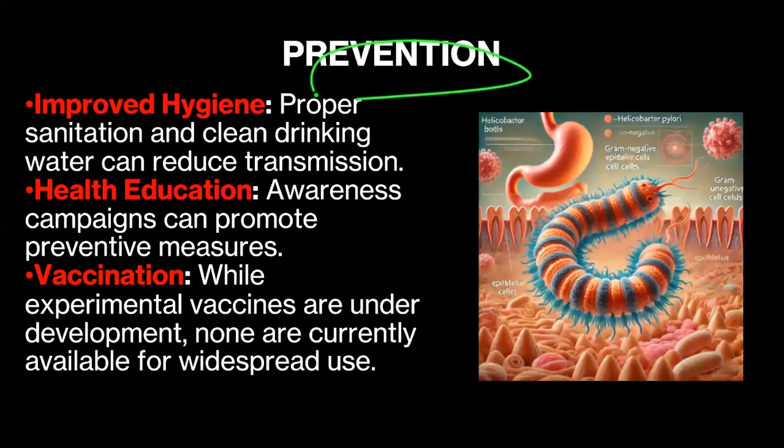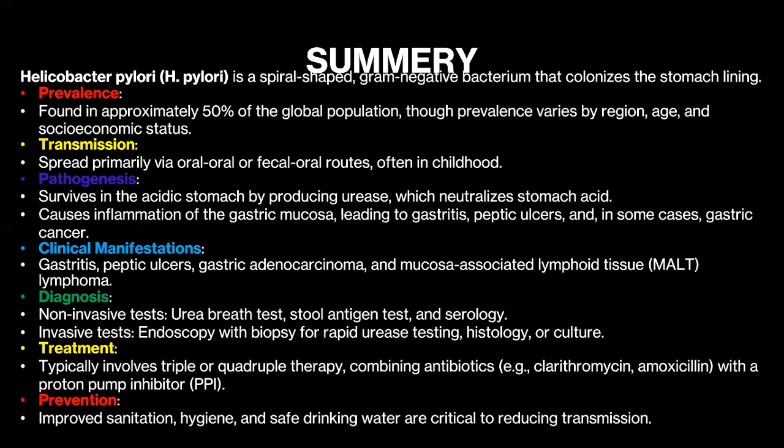Prevention: how will we prevent H. pylori? Improve hygiene. Proper sanitation and clean drinking water can reduce transmission. Health education and awareness campaigns. And a vaccine for H. pylori, but none is currently available for widespread use.